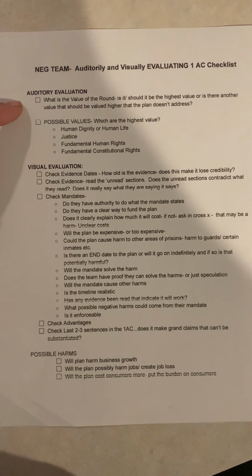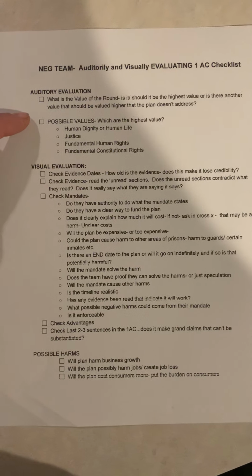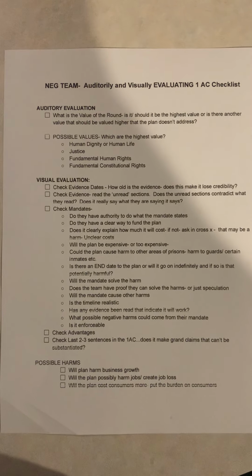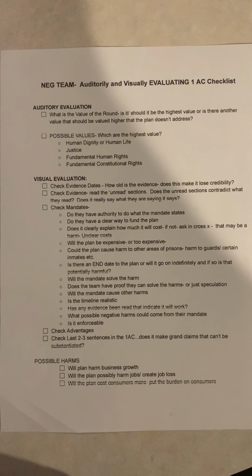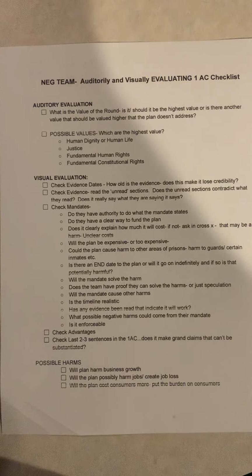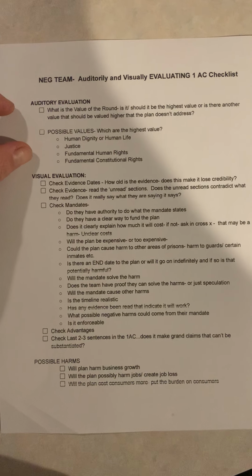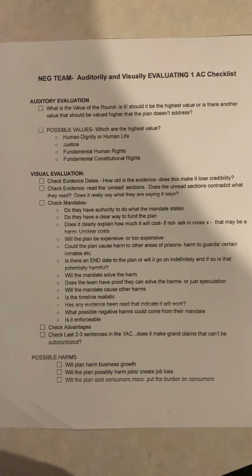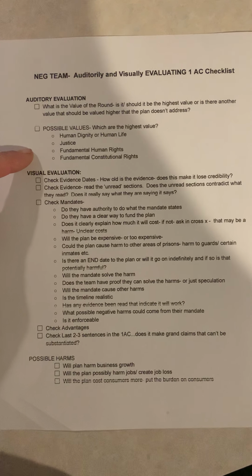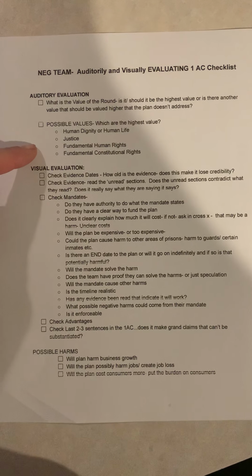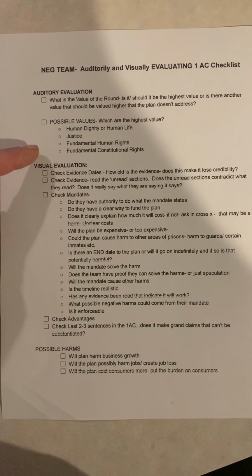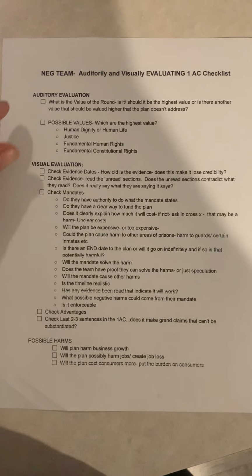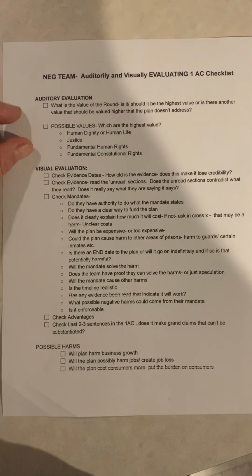First of all, listen for what the value of the round is while they're talking. Is there something they're trying to uphold or a major goal for the round? Is it cost-benefit analysis, or is it upholding human dignity? If they don't state some type of value for the round, then as you listen and begin to formulate your negative strategy, try to think of what your value would be. Are you trying to instead uphold human dignity, or justice, or fundamental human rights, or constitutional rights? What could be the value of the round for the negative team?